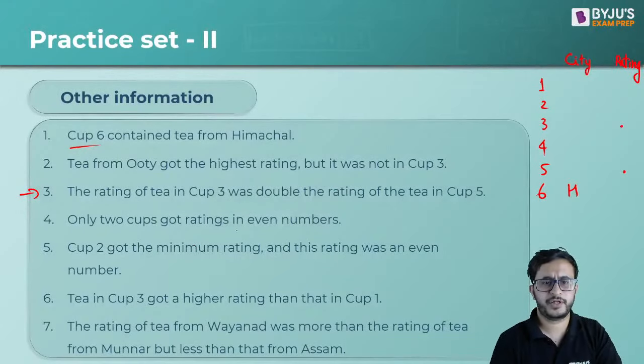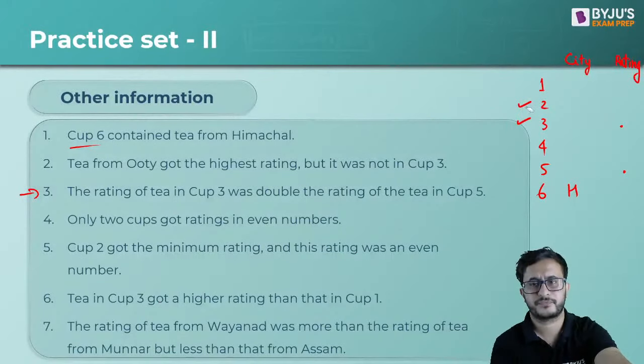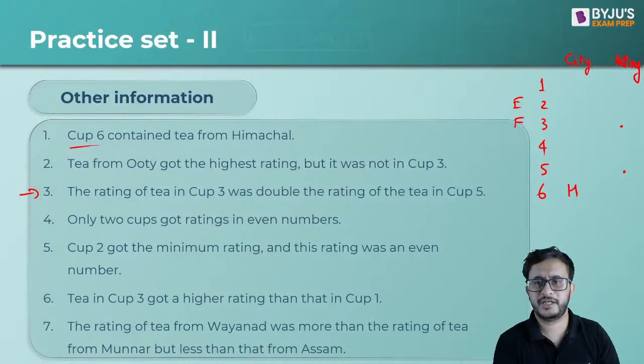Only 2 cups got ratings in even numbers. That means that cup 3 is already an even number, right? This is an even number because it is 2 times cup 5. Cup 2 got the minimum rating and this rating was an even number. So these two will get even numbers, and the others will get odd numbered ratings.